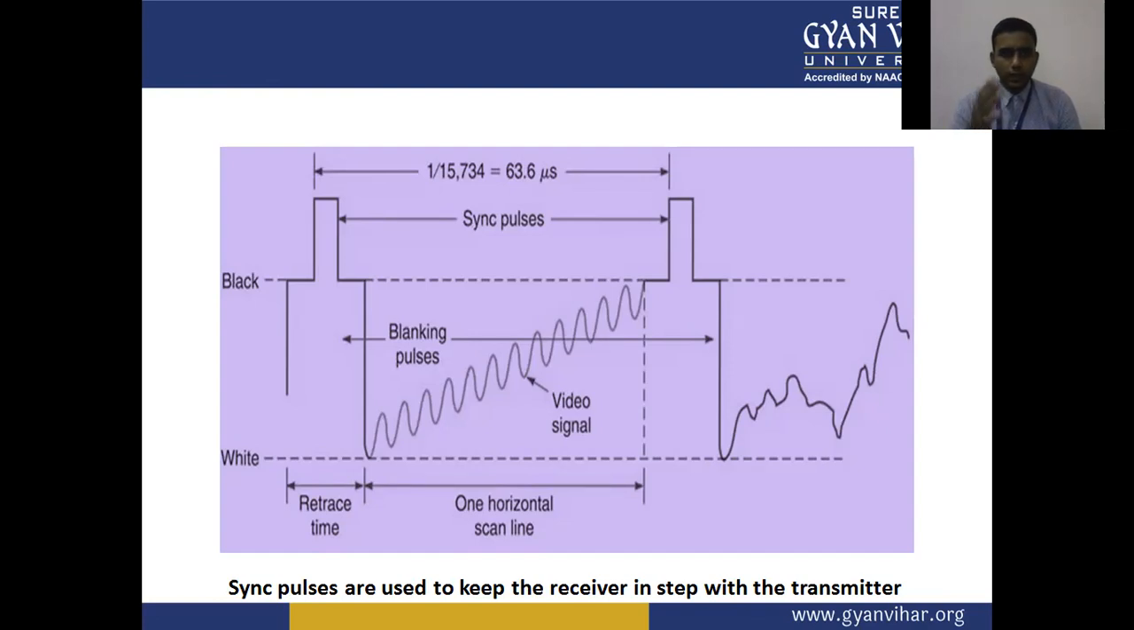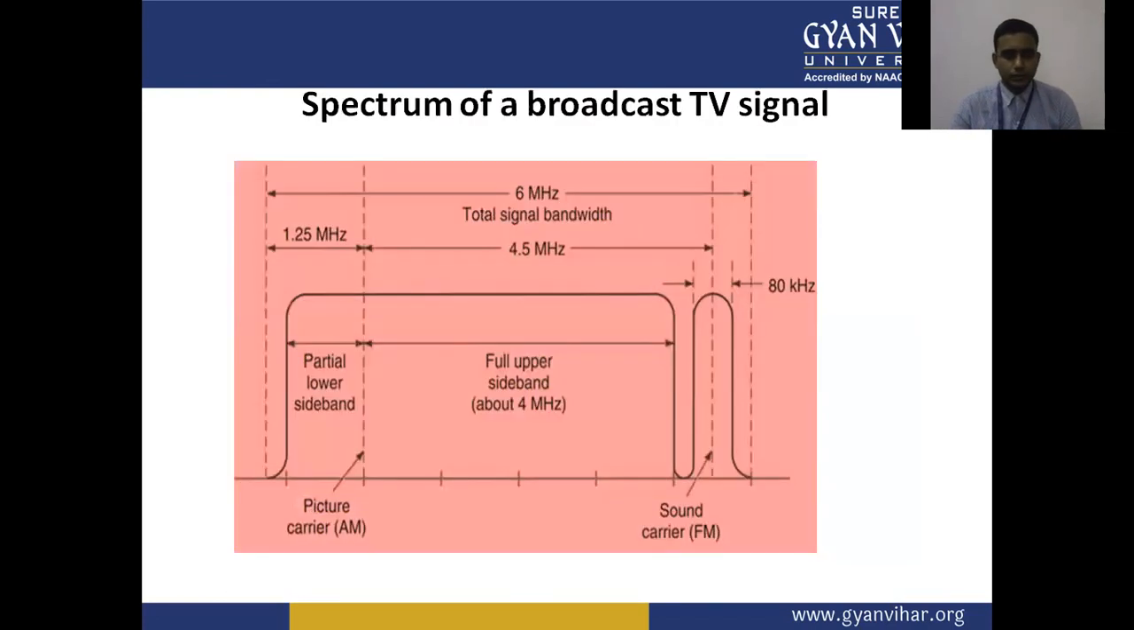In the previous lecture, we already discussed that the white level is at 0 volt and the black level is at 1 volt. So 1 upon 15,734 equals 63.6 microseconds. It comes to about 64 microseconds. Through this picture, you are able to understand the concept of the synchronization pulse, blanking pulse, and the video signal.